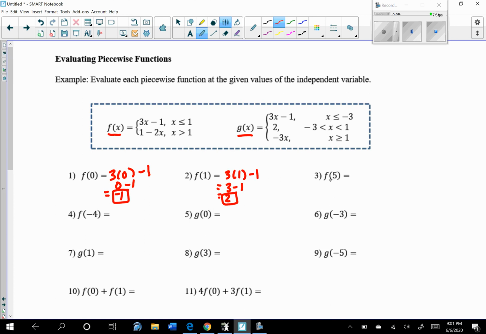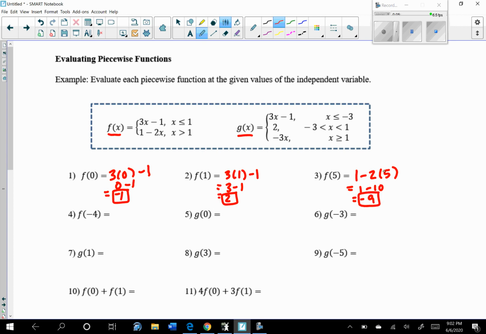For the next one, we have f of 5. So we go over here. Is 5 less than or equal to 1? No, so we're not using that top equation. Is 5 greater than 1? Yes, so now we're using the bottom equation. So 1 minus 2 times 5. So that gives us 1 minus 10, which is negative 9.